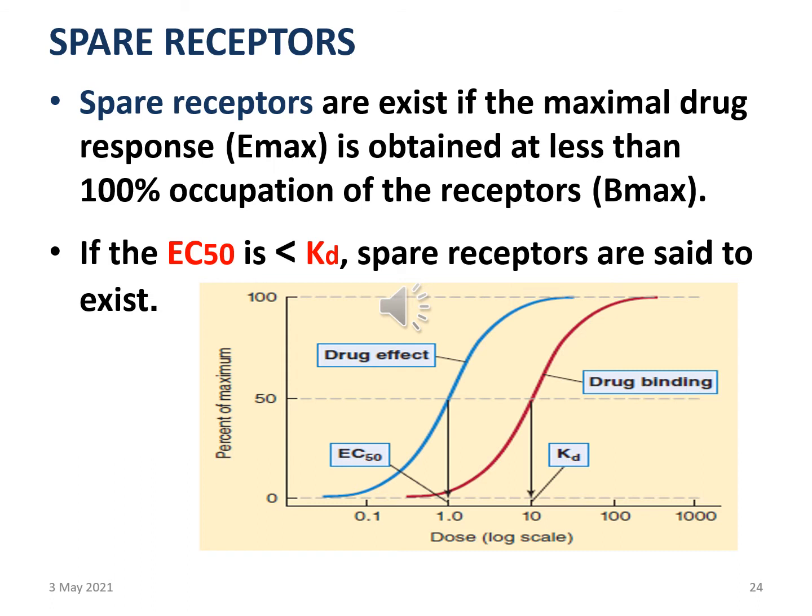Now let's go to spare receptors. Spare receptors exist if the maximal drug response is obtained at less than 100% occupation of the receptors. If the EC50 is less than KD, spare receptors are said to exist. See here the figure, you can see a drug effect and the KD. So you can see here the EC50 is less than the KD. That means there are spare receptors. That means not all the receptors are occupied. However, we get maximum response.